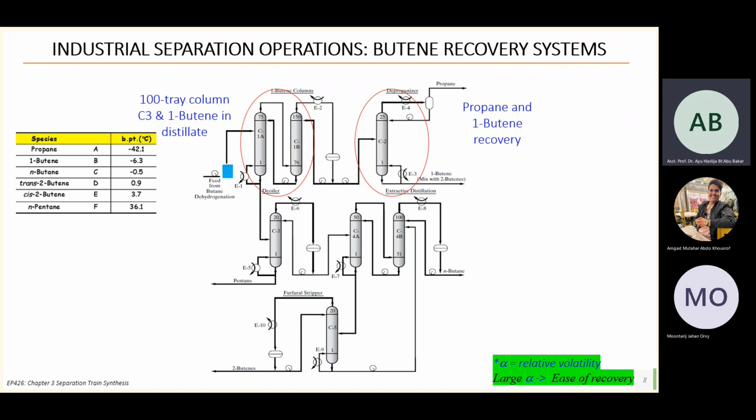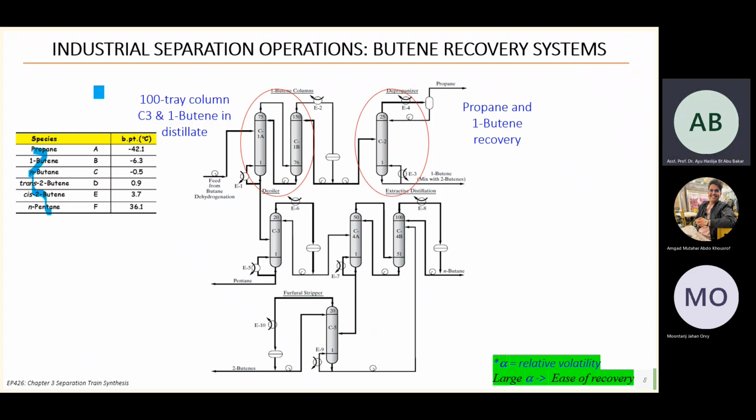Okay, we go to the first column, the feed from the butane. The feed which contains all of this. Now, at the first column, the 1-butene column, it has 100 trays. In this first column, C3 and 1-butene are in the distillate.